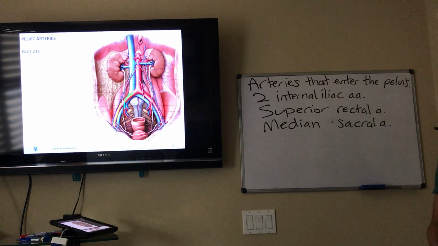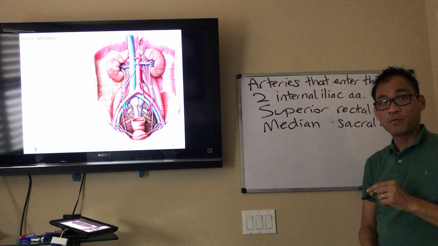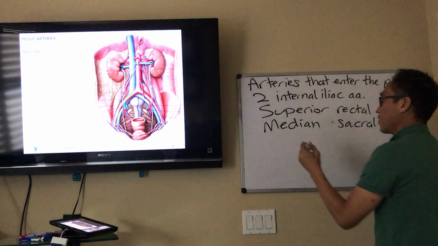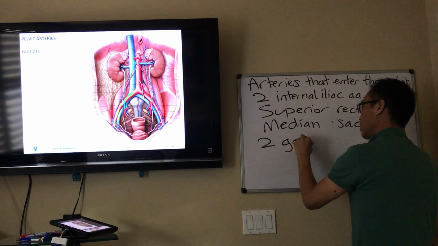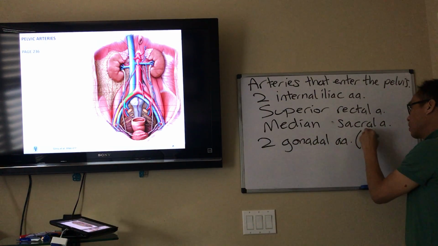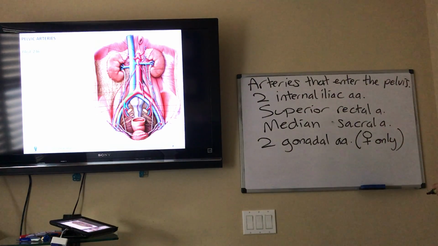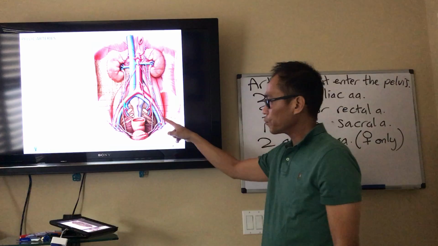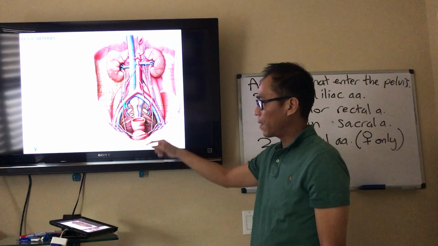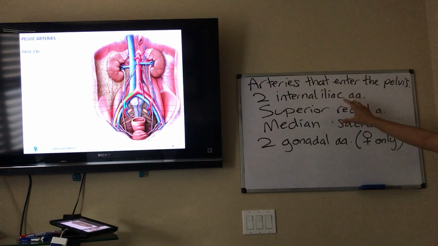However, females also have the gonadal arteries that enter the pelvis that supply blood to the ovaries. So only in females you have 2 gonadal arteries, so that would be 6. But that's only in females. In males, let's remember the gonads are the testes, and the testicular artery never enters the pelvis. It exits through the inguinal canal and goes into the scrotum. So basically, you have 4 arteries that enter the pelvis for males, but 6 for females.